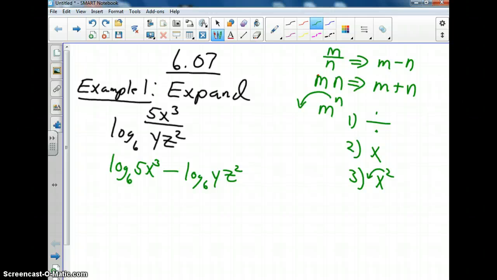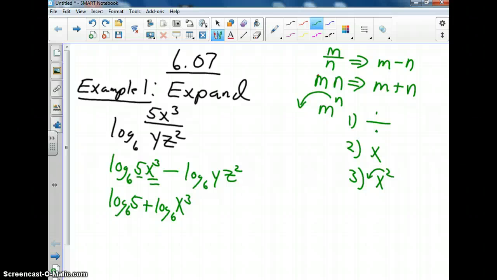Okay, now look at the first one. This is log 6 of 5 times x cubed, right? Make sense? So you're going to write down what? Log 6 of 5 plus log 6 of x cubed. There you go, right. 5 times x cubed, so that means you're adding these two together. Log 6 of 5 plus log 6 of x cubed.